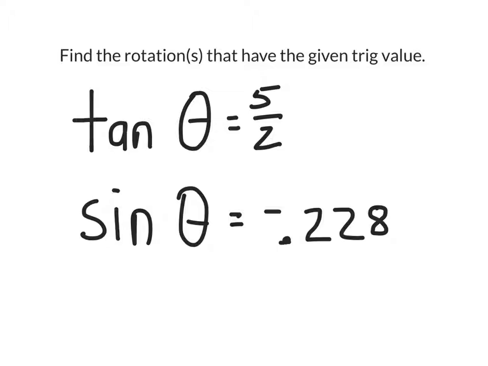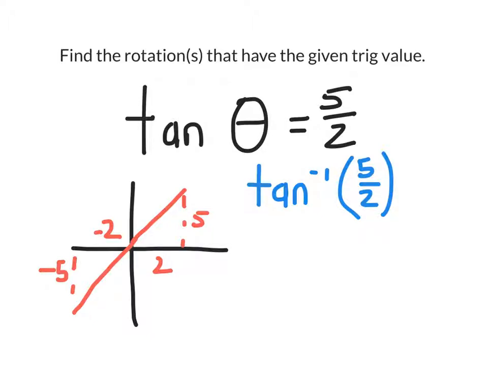Try these next two on your own. Tangent of theta equals 5/2 and sine of theta equals negative 0.228. Pause the video now and do them before you check it.